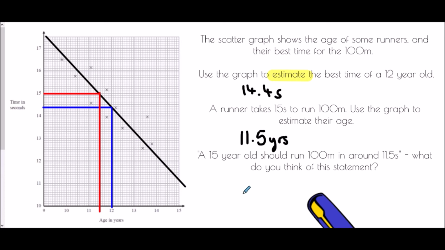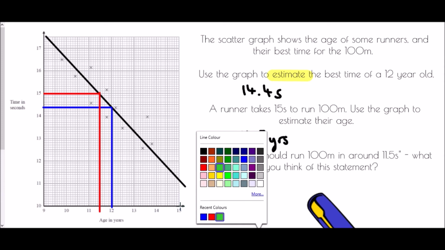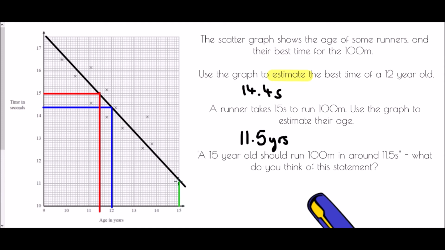Finally, a statement is made. A 15-year-old should run 100 meters in around 11.5 seconds. What do you think of this statement? Now, if we look at our line of best fit, and we did the same thing as we did before, we would be looking at the 15-year-old drawn up to the line of best fit and across. It's coming out at about 11.2 in fact. Sorry, 11.1 seconds.